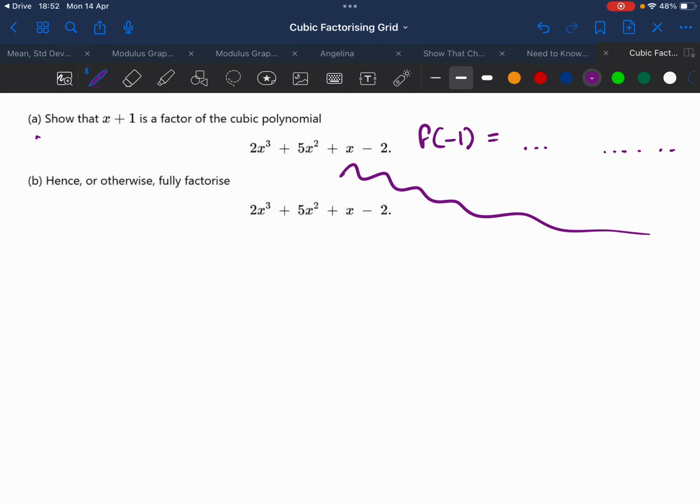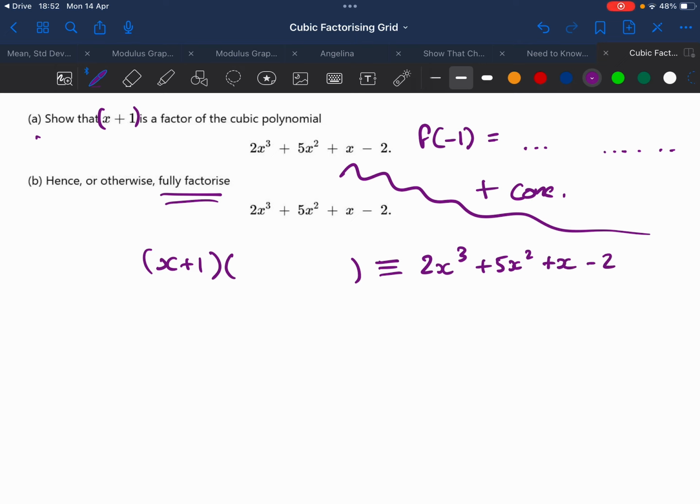But when we know that x plus 1 is a factor, how can we fully factorize? Let's cover that one there. I'll just write there and a conclusion as well. Well, here's one way that you might want to start working this out. So the idea is that if we have x plus 1 and something else, they're going to be equivalent to, the same as this cubic that we have in front of us.